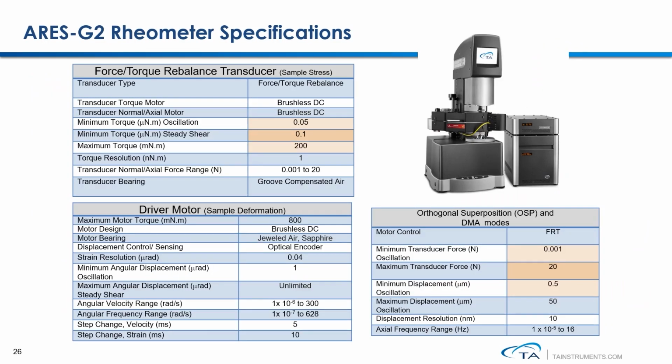And this slide is the specifications for using the ARES G2. ARES G2 rheometer is a high-end research-level rheometer. In addition to performing rotational rheological measurements and DMA measurements, the ARES G2 is also capable of performing orthogonal superposition measurements, which means this rheometer is capable of performing two-dimensional measurements simultaneously. It can perform oscillatory measurements in the X-Y direction and simultaneously also in the Z direction.